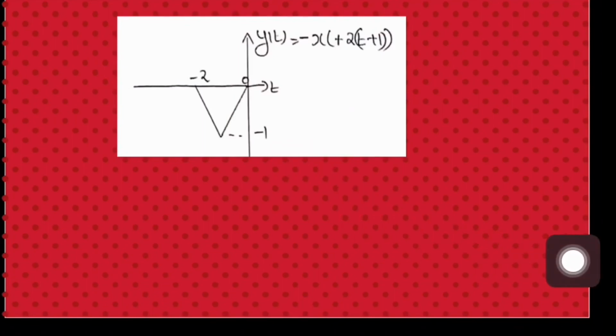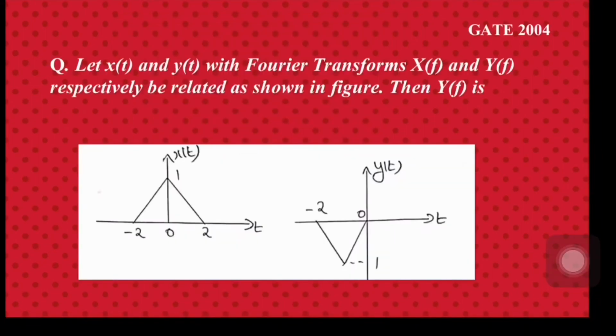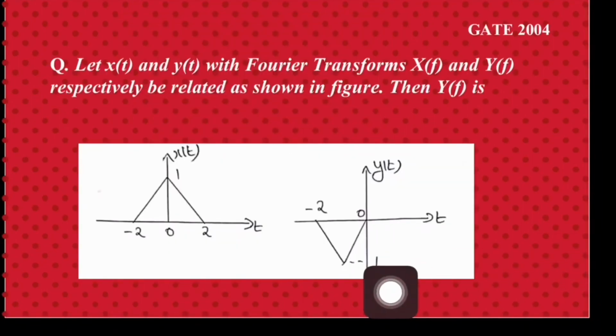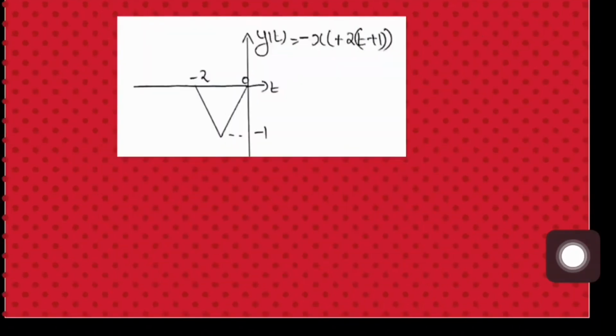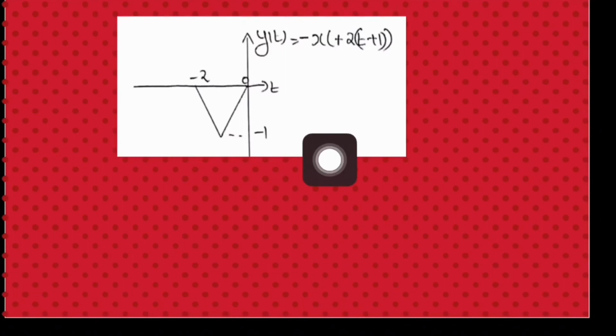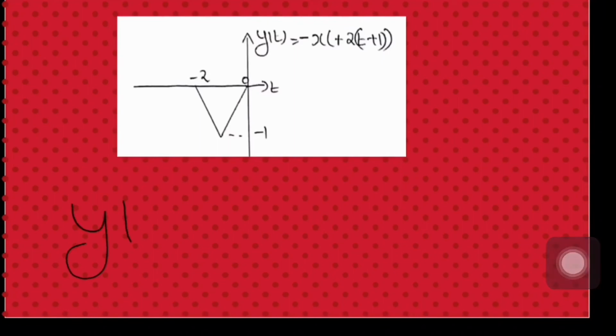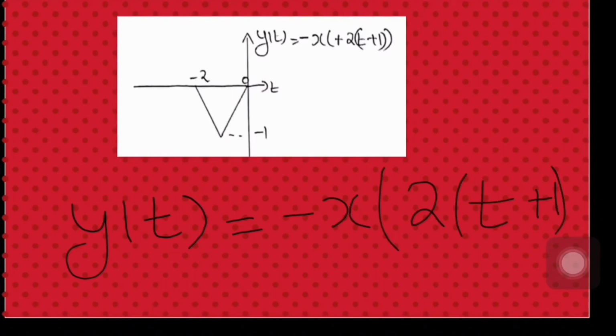Now look at the waveforms given in our question. This is our y of t and this is our minus x of 2t plus 1. By comparing these two waveforms, we can conclude that y of t can be mathematically expressed as minus x of 2 into t plus 1. Alright, thus we obtained a mathematical relation between x of t and y of t.